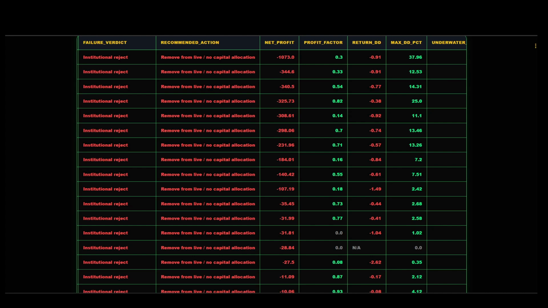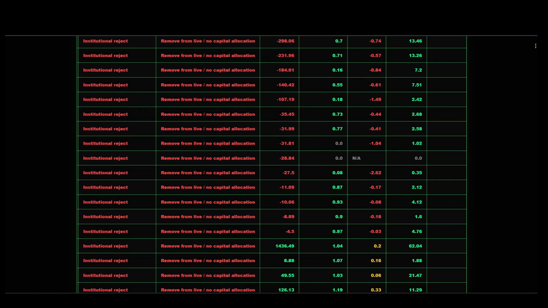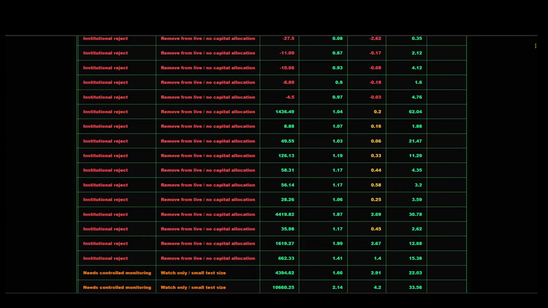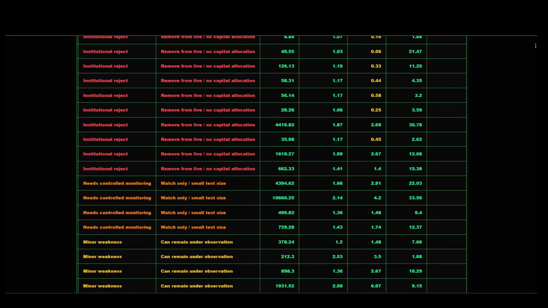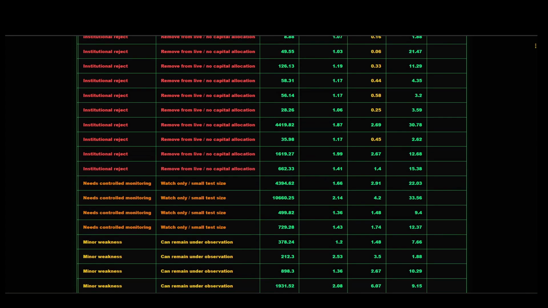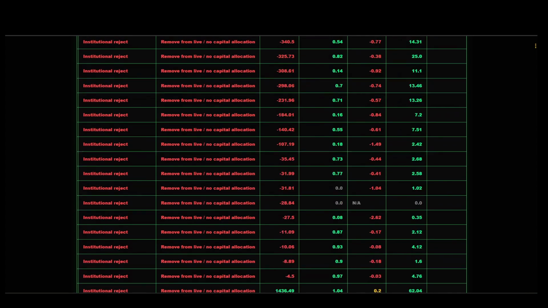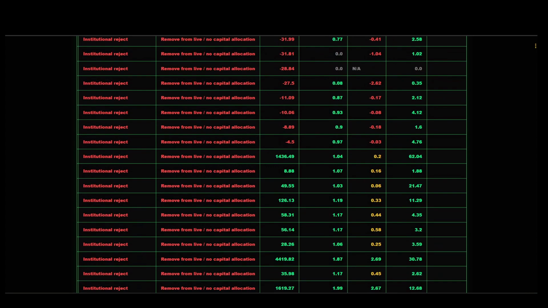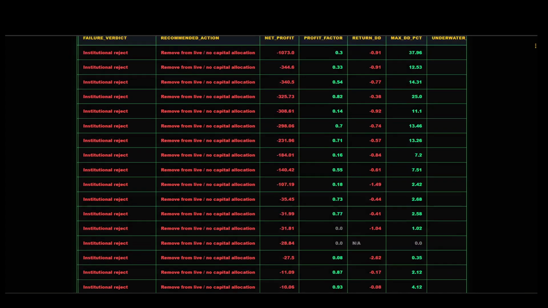But lower in the table, the workflow starts identifying a second category: robots that are not fully rejected but still require controlled monitoring. These profiles may still show profitability, acceptable recovery structure, or usable edge quality, but the overall structural balance is not yet stable enough for aggressive sizing. So instead of immediate rejection, the workflow shifts into controlled observation logic. Small test size, watch only, controlled monitoring.